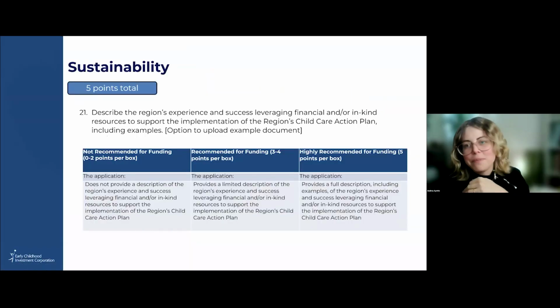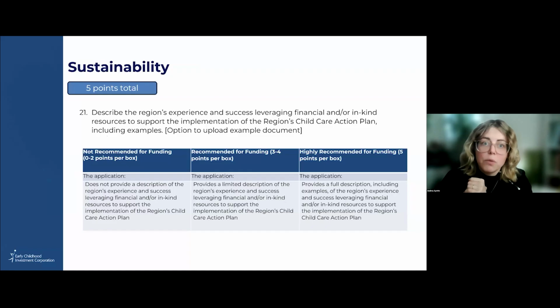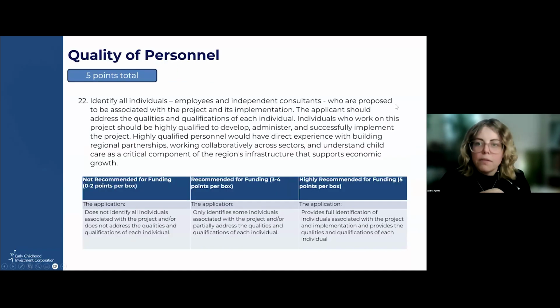Thank you so much, Misty. So we just have a few more questions coming to the end here. So sustainability, we're looking for what your experience is in leveraging resources to support the implementation of your region's childcare action plan, and include examples. Again, we have the option to upload example documents here. And then I believe we have two more sections.